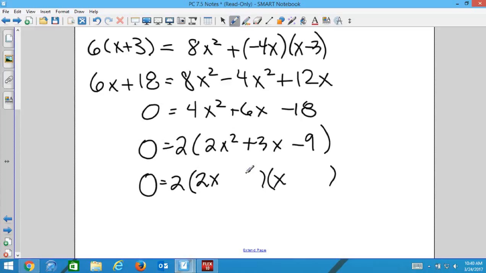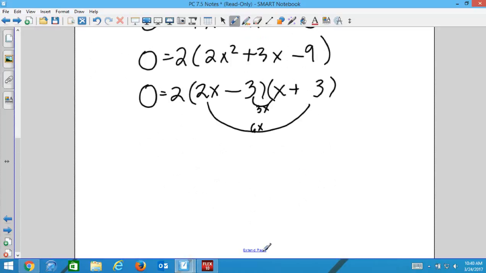When I put this in, I'm putting it in without signs so that I can figure out the signs and not just listen to my neighbor telling me what to do. I'm going to figure these signs out on my own. I'm going to multiply these together and get 6x. I'm going to multiply these together and get 3x. Which of those needs to be negative to give me a positive 3x? Negative 3x. So then my minus sign's going to go there.